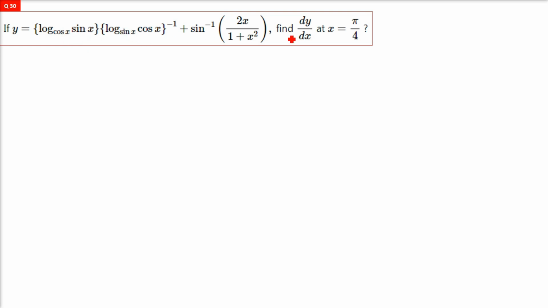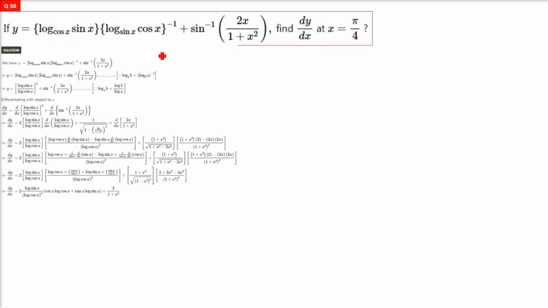Y is equal to log cos x sin x, log sin cos x inverse, plus sin inverse 2x by 1 plus x squared. And we have to find dy by dx at x equal to pi by 4. So as I was discussing, the final step I am going to leave for you. The basic step I am going to do, that is, I am going to differentiate it properly. We'll do the differentiation and then whatever substitution is required, which is x equals pi by 4, that you will do.